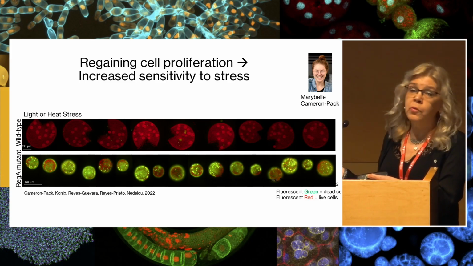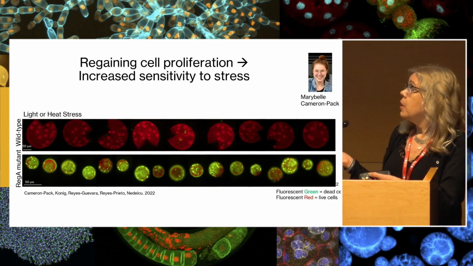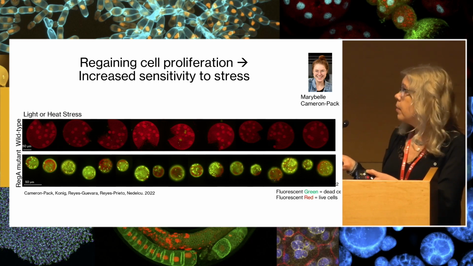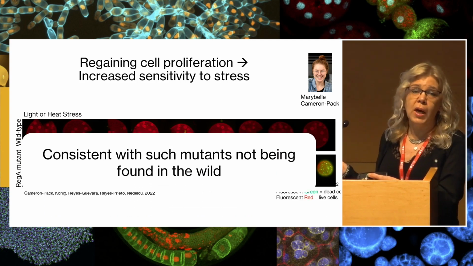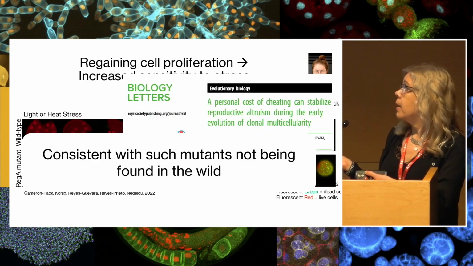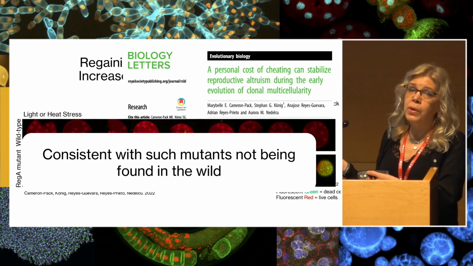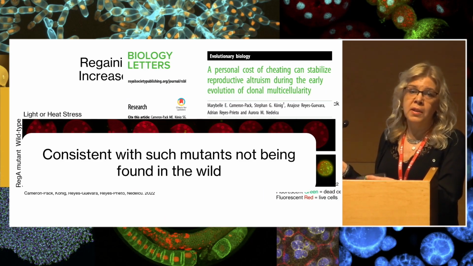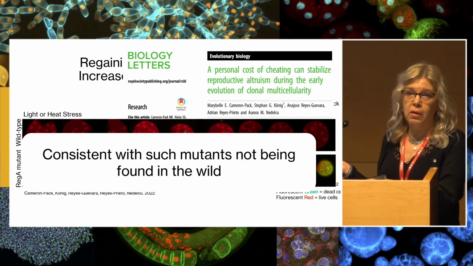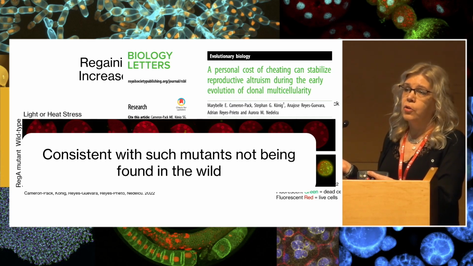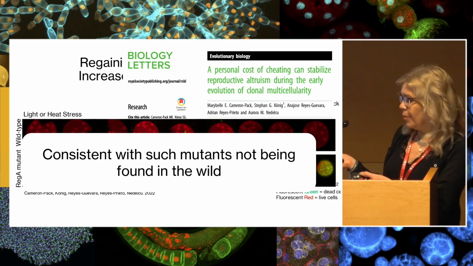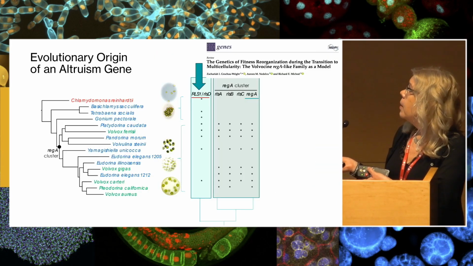So although they have a reproductive advantage, they have an increased sensitivity to stress, and this can actually explain why we cannot find such mutants in the wild. So we consider this sensitivity to stress as a personal cost of cheating, since cheaters lose in terms of survival.